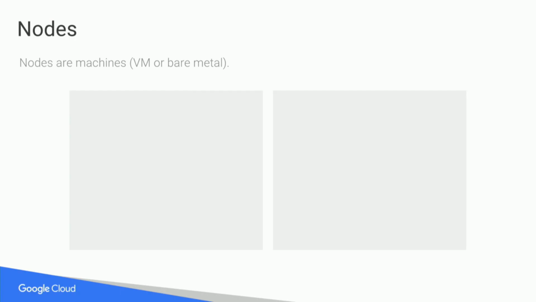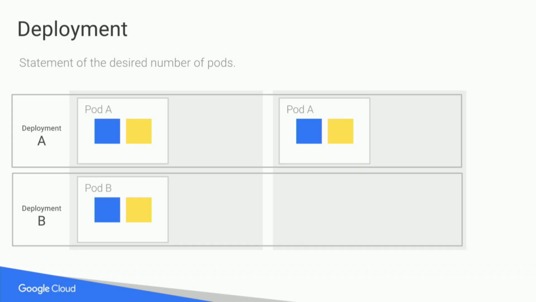And then we have nodes. A Kubernetes node is really nothing more than a machine. It could be a VM, it could be bare metal, but nodes are where our pods are really going to run. The next concept is deployments. A deployment is really just a declarative statement where we create a deployment and state the desired number of pods that we want running at all times. And Kubernetes will make sure, as we'll see in a quick example, that it keeps that deployment up to date with what we desire.